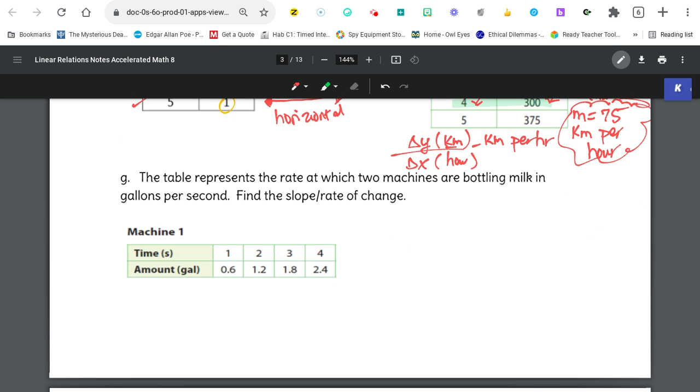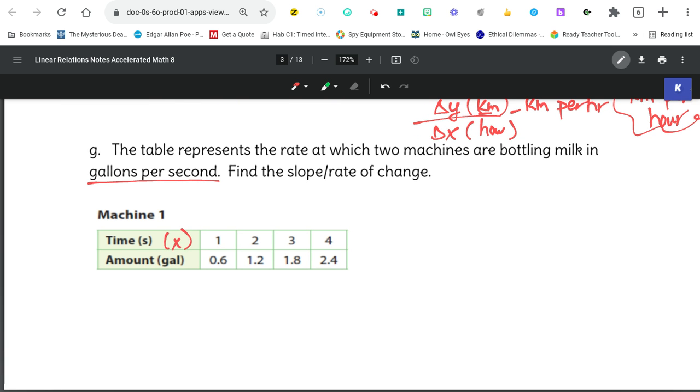G, the table represents the rate of change in which 2 machines are bottling milk in gallons per second. So I know, again, time has to go by before you can bottle anything. You can't say a machine is going to put milk in a bottle without time going by. So time is going to be my X. It's calling it S, guys. S stands for seconds. Now, I'll be honest, I copied and pasted this, but normally we don't put S for seconds, guys. We put SEC. Okay? I'm going to put SEC. And the unit for the amount of milk is in terms of gallons. That's going to be my Y.